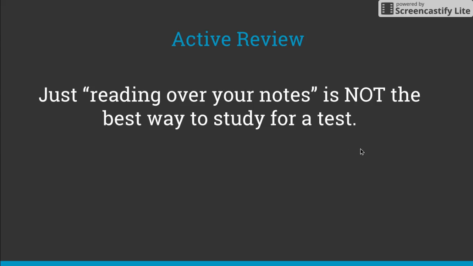Let's try an activity. A lot of students tell me that just reading over their notes is how they review or they study. In actuality, this is not the best way to study for a test. Get out your pencil and your piece of paper now to try this activity. I'm going to give you about 20 seconds to see how many words you're going to be able to remember from the next screen. Are you ready? Go.